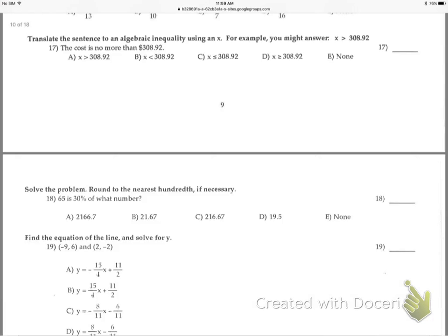All right. Number 18. Can you do 18? 65 is 30% of what number? So just remember, we write these straight. I'm going to give you a chance. You should check them, but we write them straight. 65 is, what does is mean? Equals. Just change it straight into a math figure from English to math. And what does of mean? Of means times.